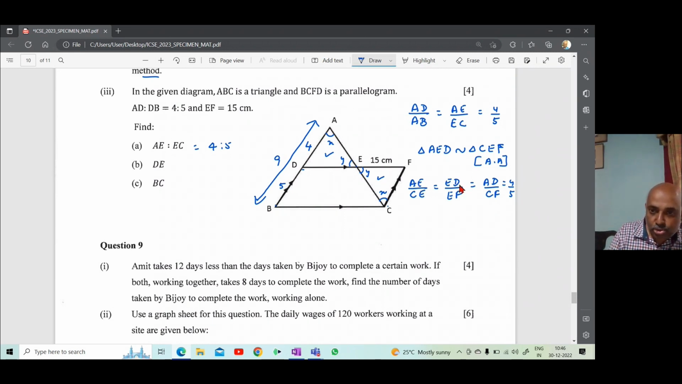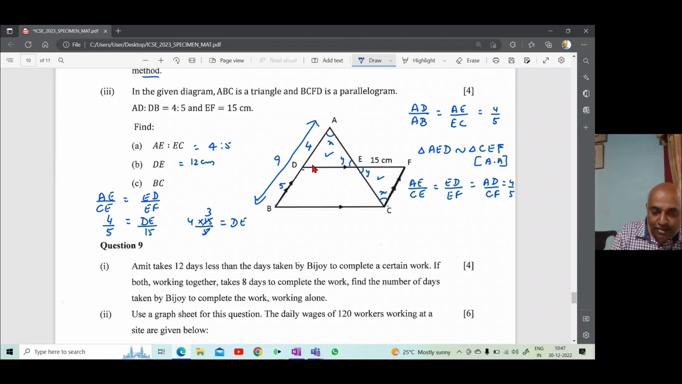We know they are asking you to find out what is DE. So I'll write here AE over CE is equal to ED over EF. What is AE? 4 over 5 is equal to DE. I don't know DE, but I know what EF is, 15. So 4 into 15 over 5 is equal to DE. So DE is 12 centimeter. 12 centimeter is the answer.